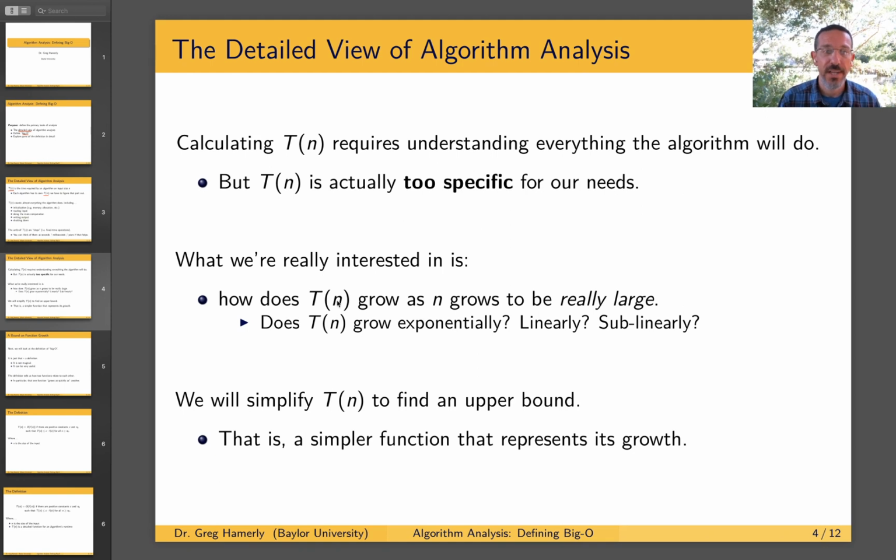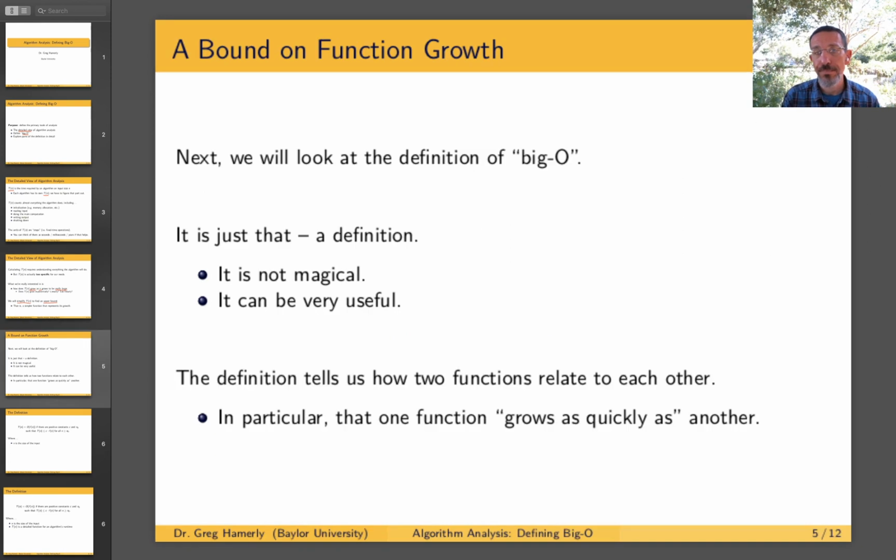What we're really interested in is how does T of n grow as n grows to be really large? And when we say really large, we mean as n goes towards infinity. Does T of n grow exponentially? Does it grow linearly? Does it grow sublinearly? We're going to seek to use the tools of analysis to simplify T of n to find what we'll call an upper bound. And the upper bound is a hopefully simpler function that grows at least as quickly as T of n and represents an upper bound on its growth.